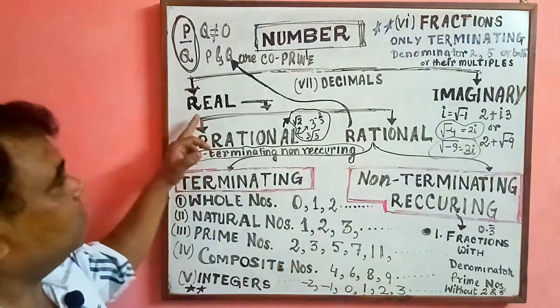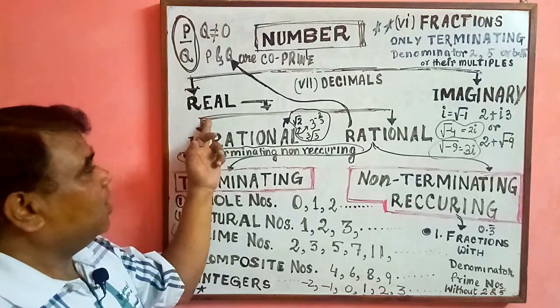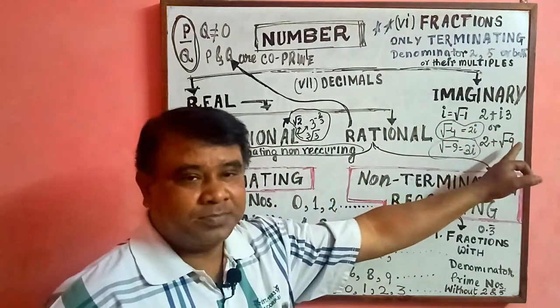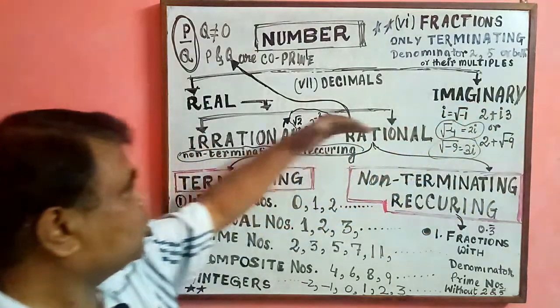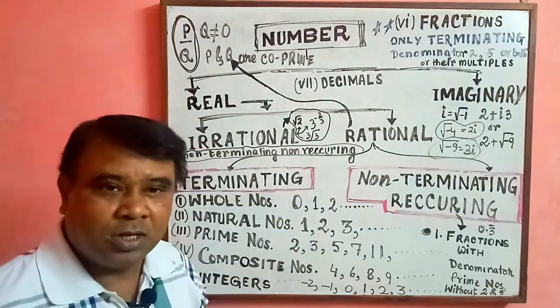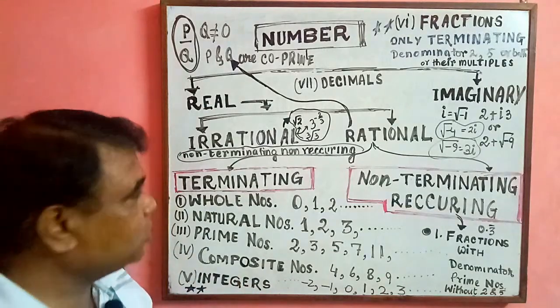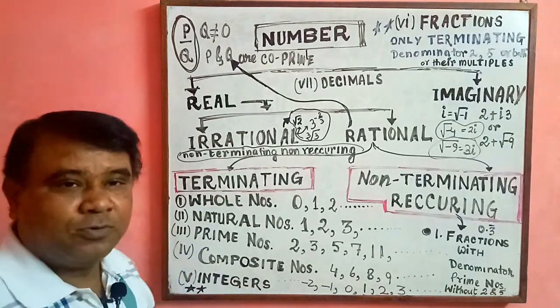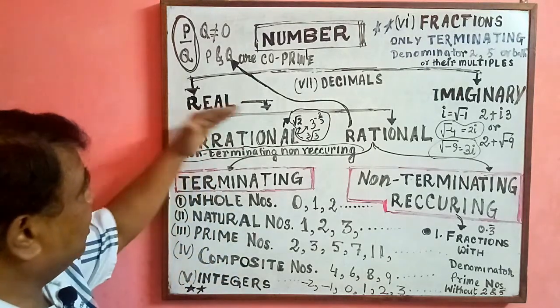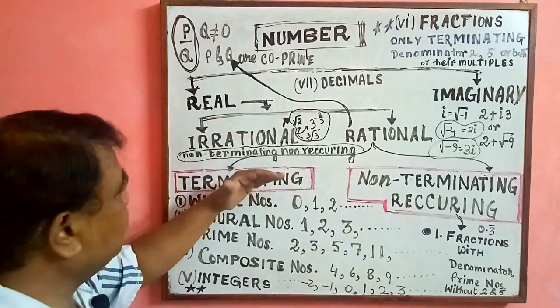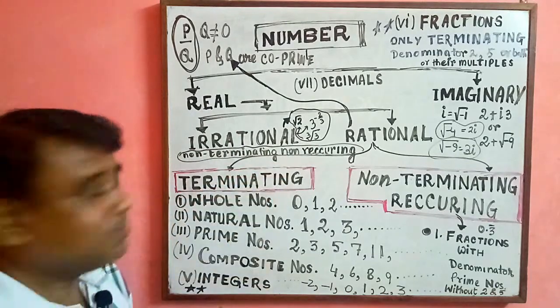One is real number, another one is imaginary number. I am coming to imaginary number. Let me discuss the numbers which we have been nurturing since our LKG standard. Real number is again further divided into two categories.